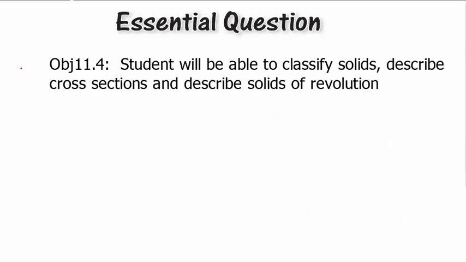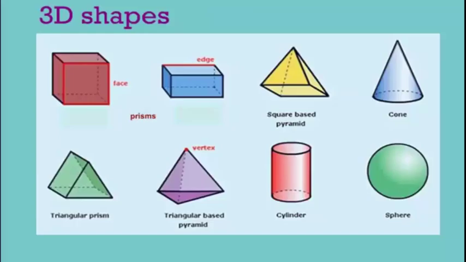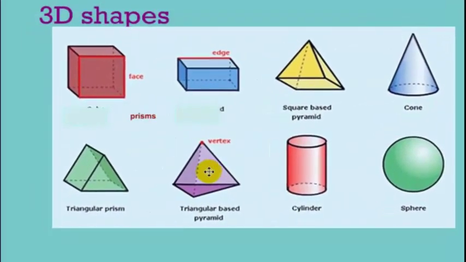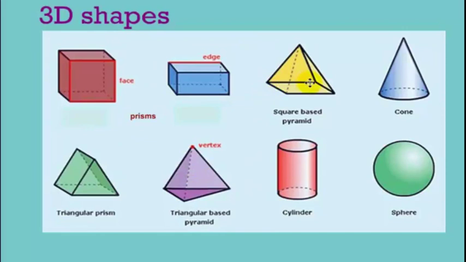Okay, so we need to be able to classify solids, describe the different types of cross sections that we can get, and describe what are called solids of revolution. In our 3D shapes, we have a variety of different kinds of prisms. We have a cube, a rectangular prism, and a triangular prism here. If instead of having 2 parallel bases, we have one base that comes up to a point, which is called a vertex. All points in 3D shapes are called vertices. Here's a pyramid that's triangular, and a pyramid over here that's square.